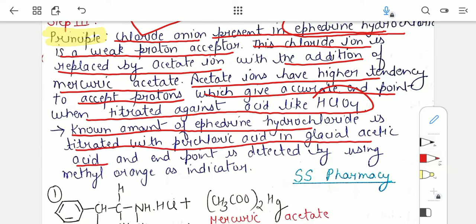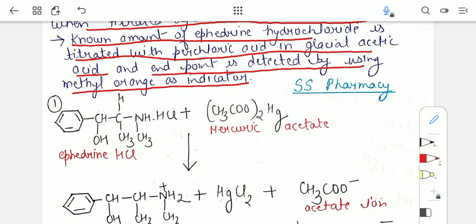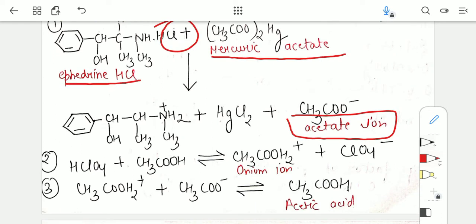which is our solvent, and the endpoint is detected by using methyl orange as an indicator. Here I have written the reaction for it: ephedrine hydrochloride will react firstly with the mercuric acetate. Why? Because we have to replace the chloride ions which are weak proton acceptors, and then finally acetate ions will be produced, and these acetate ions will react with perchloric acid to form onium ion, and these onium ions will again react with acetate ions to form acetic acid.